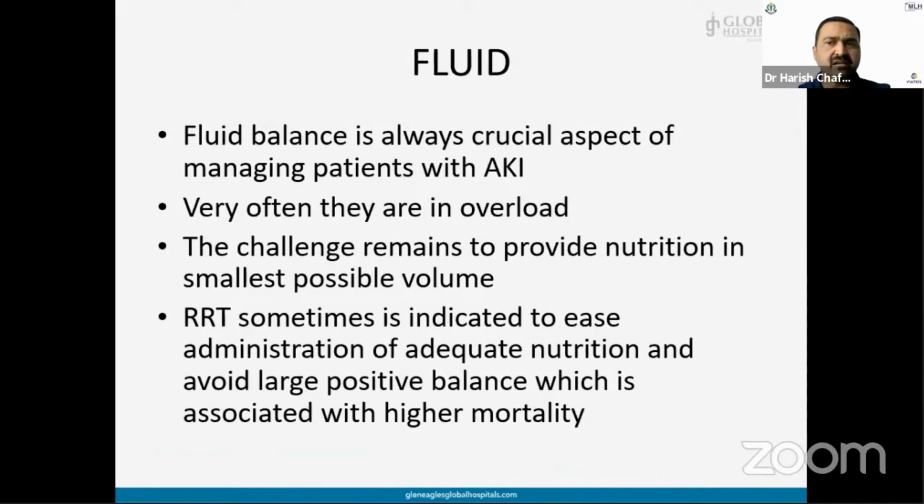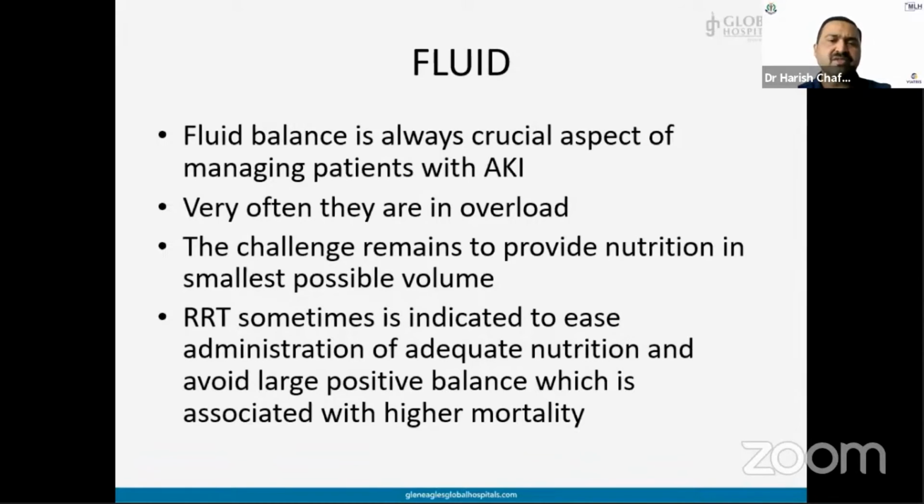As far as fluid balance is concerned, it's definitely a very tricky topic in patients with CKD, how much to give and how much not to give. Fluid balance is always a crucial aspect of managing patients. Very often they are in overload before coming to you because the renal functions are not appropriate.